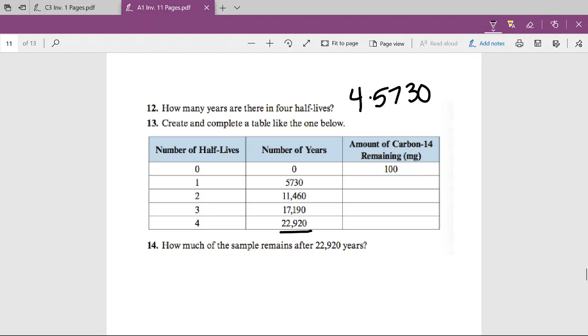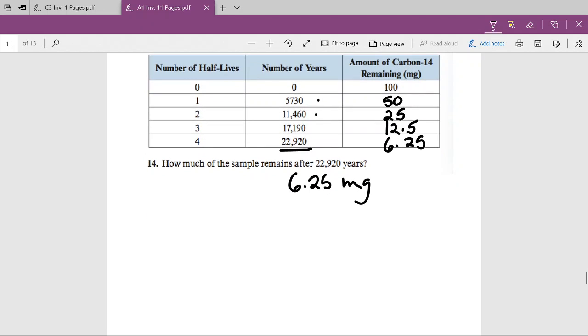After 1 half-life, that's 5,730 years. If I started with 100, I want half of that, so 50 milligrams. Another 5,730 years go by, so I have half of 50, or 25. Continue going, 12.5, and then lastly 6.25. So after 4 half-lives, how much of the sample remains? 6.25 milligrams.